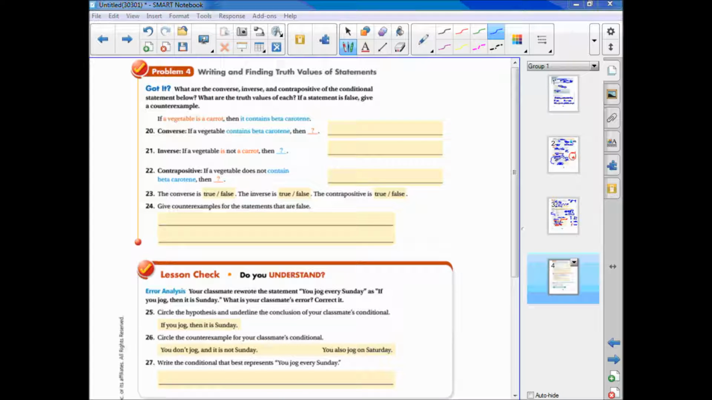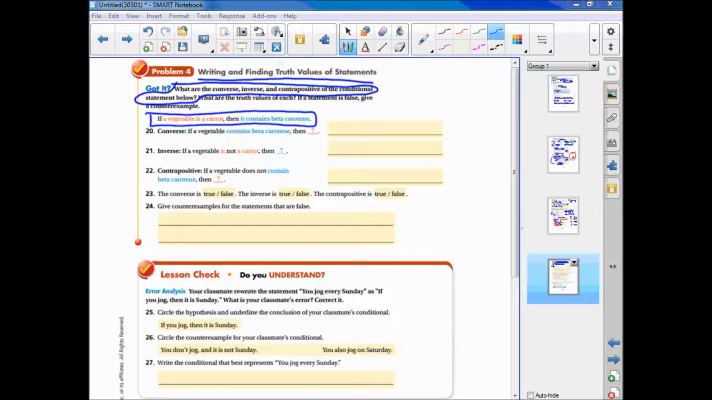All right, problem number 4, writing and finding truth values of statements. Our first part is to write the converse, the inverse, and the contrapositive of the conditional statement. And this is our conditional statement. If a vegetable is a carrot, then it contains beta carotene. So we can do the converse, inverse, and contrapositive without knowing anything about these facts. It's just where do we put the parts, hypothesis and conclusion.